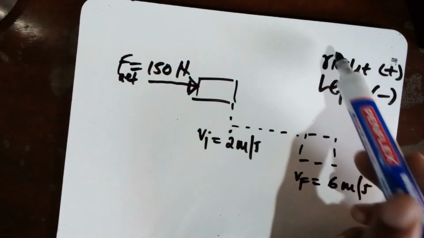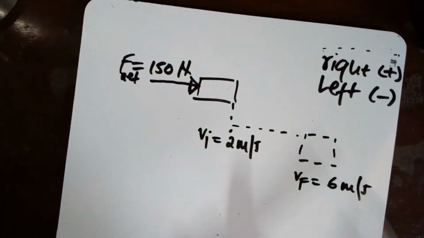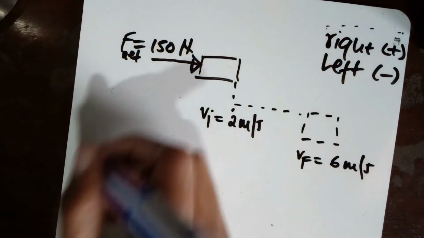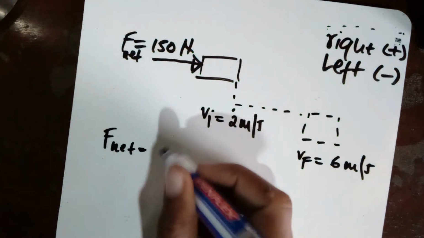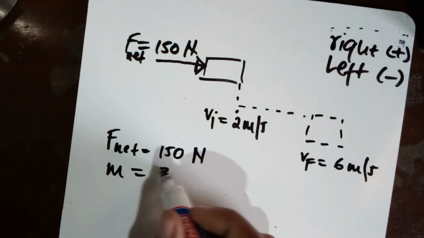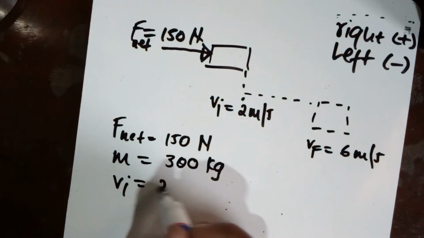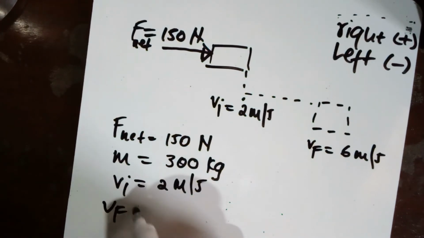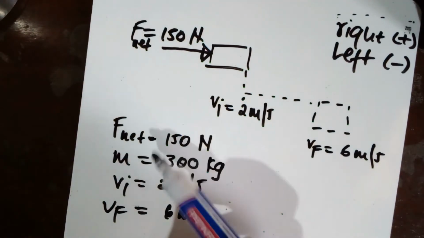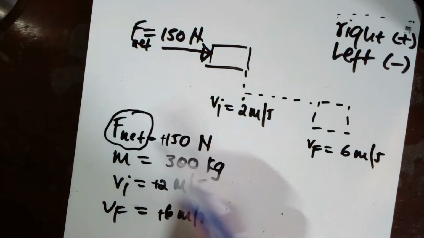So we've chosen direction, right positive, left negative. We've drawn the schematic, and now we list what is given, what we know. We know that F net equals 150 newtons. The mass, m, is 300 kg. Initial velocity is 2 meters per second. Final velocity is 6 meters per second. All of them are to the right, so all of them are positive, because forces are also vector quantities.